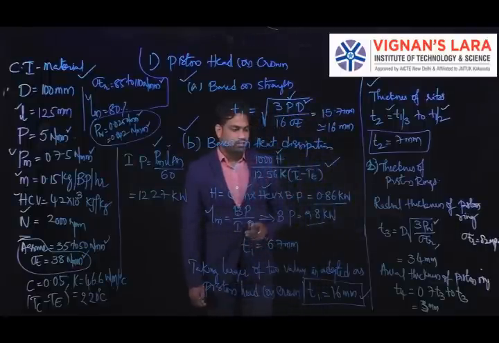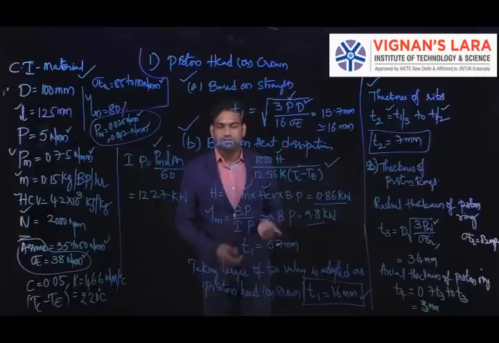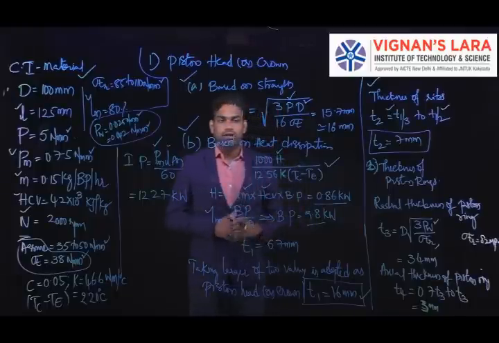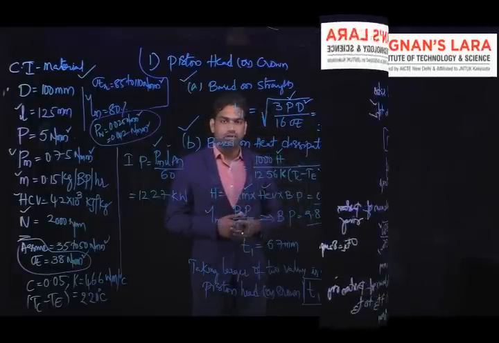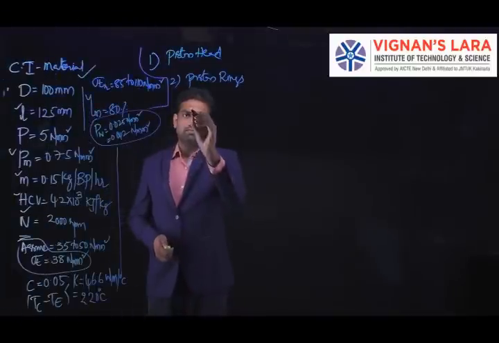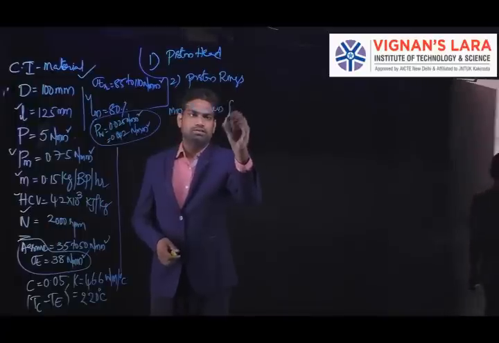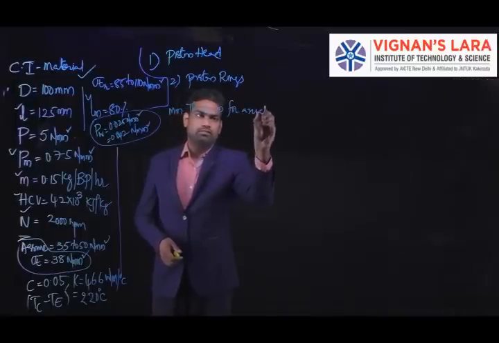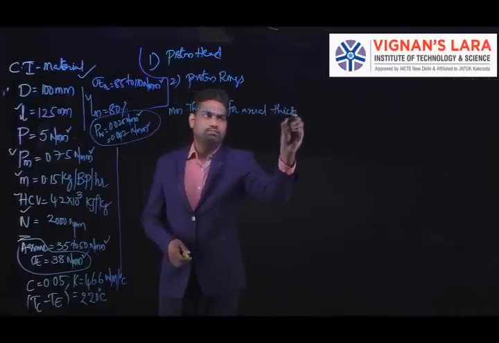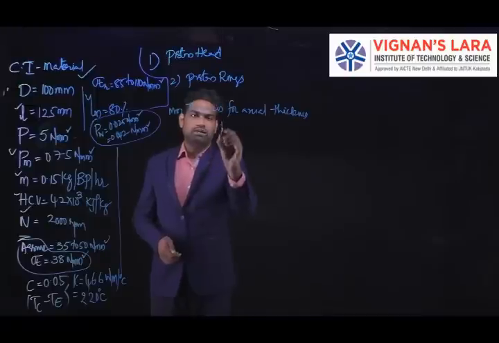After finding the radial thickness and axial thickness, we need to calculate the width of the top land and the width of the other ringlands, B1 and B2, as well as the gap between the free ends of the rings. Check the minimum thickness of the piston rings, the axial thickness of the piston ring. It is given by capital D by 10 mm.